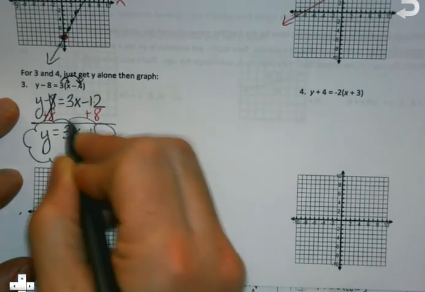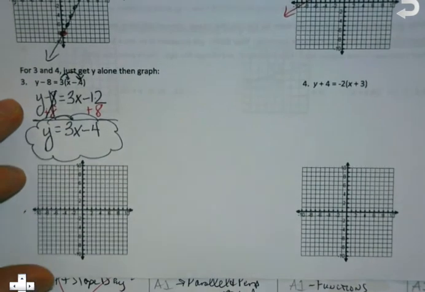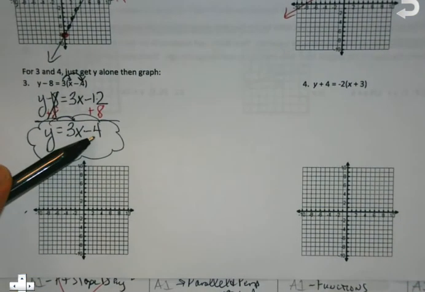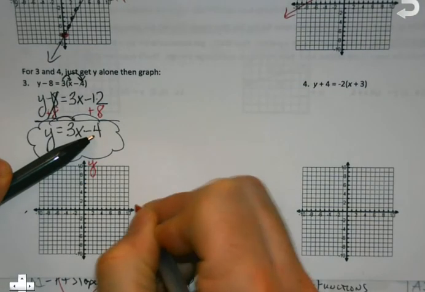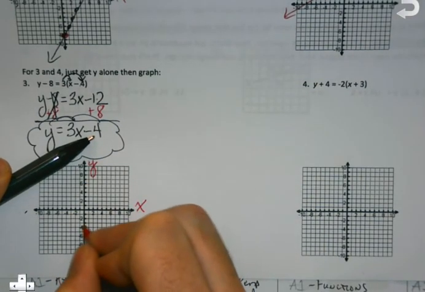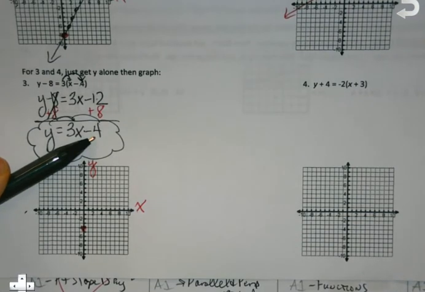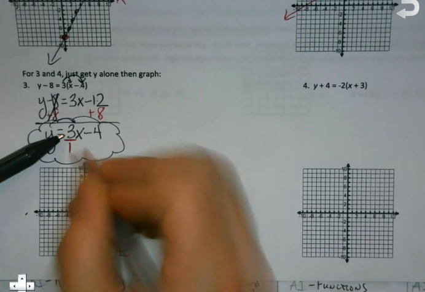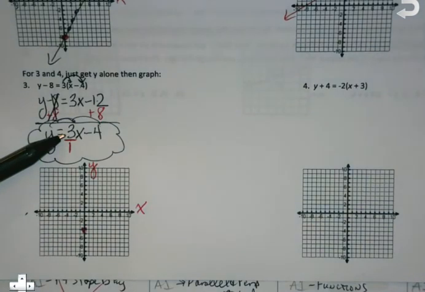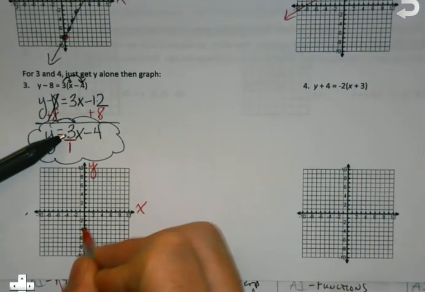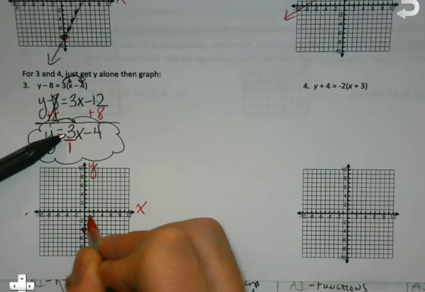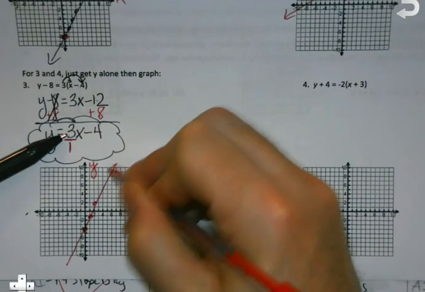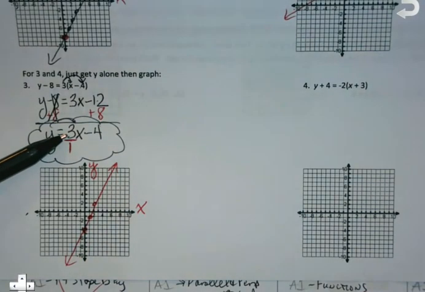Once we got our y alone, we go into graphing mode. My y-intercept's sitting on the end, so how do I get to a y-intercept of negative 4? Down 4. So that first move is always up or down, depending on what my intercept is. And then our slope, we always like it to be a fraction, so if it's not over 1, I'm going to make it over 1. Go up 3, and right. Up 3, and right. Draw a line. And I'm good.